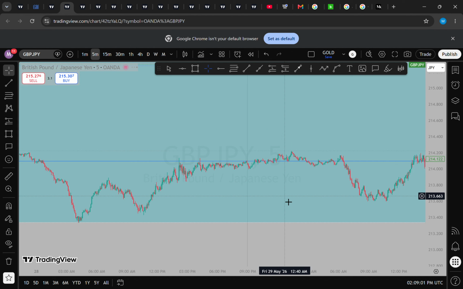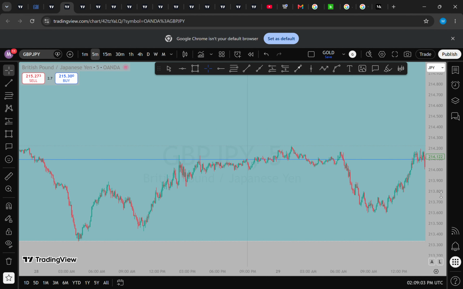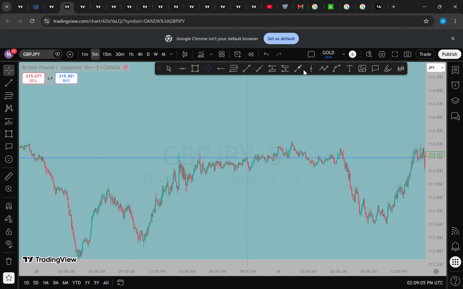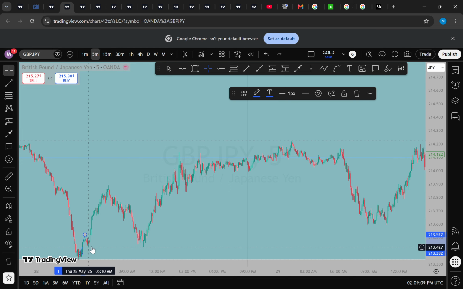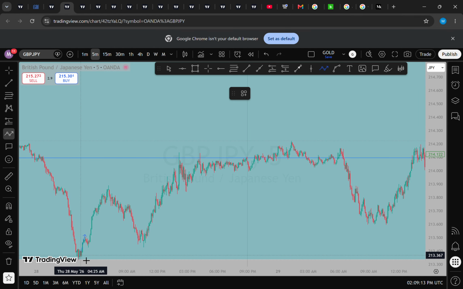On 5 minutes, you can see a series of structures here. You can see this one from here. You can see a series of structures here, here, here, and here. Character change here, keep selling. You can see a series of structures here.